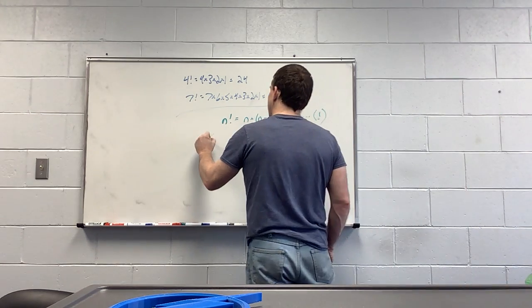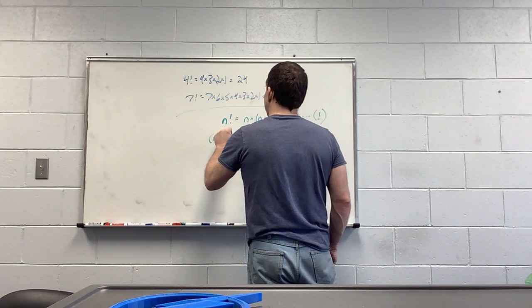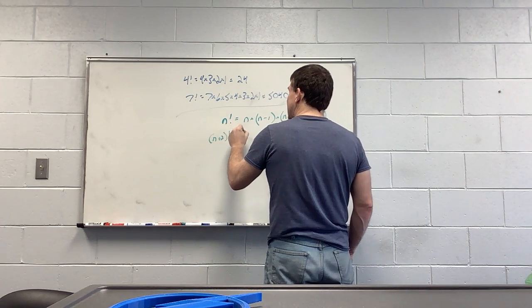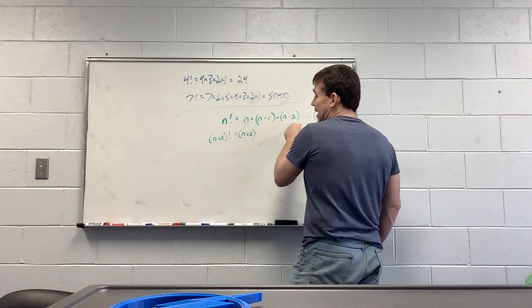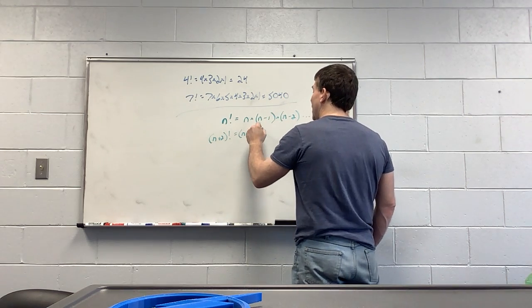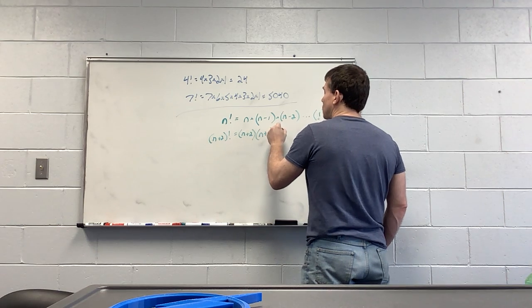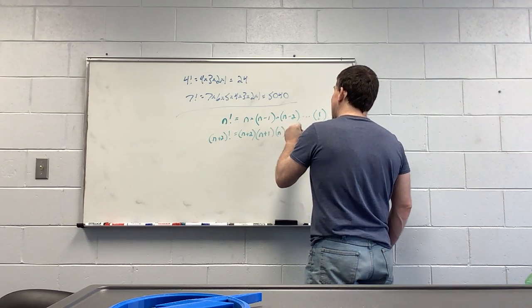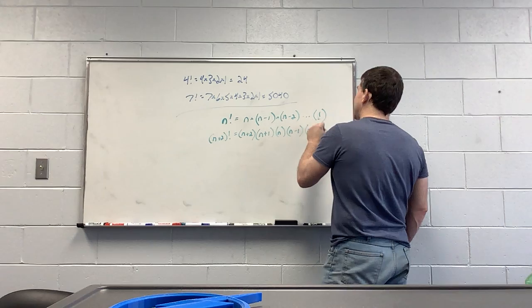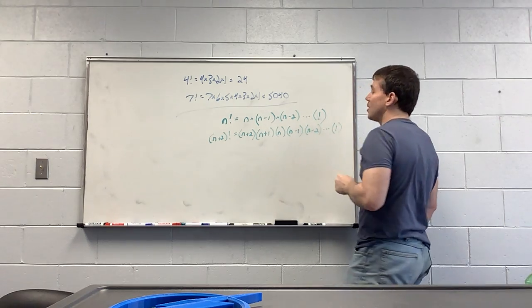If I had n plus 2 factorial, I start with the number listed, n plus 2, then I keep subtracting 1 until I get to 1. So n plus 2 minus 1 is n plus 1. Subtract 1, I get n. Then I get n minus 1, then n minus 2, and so on all the way down to 1.